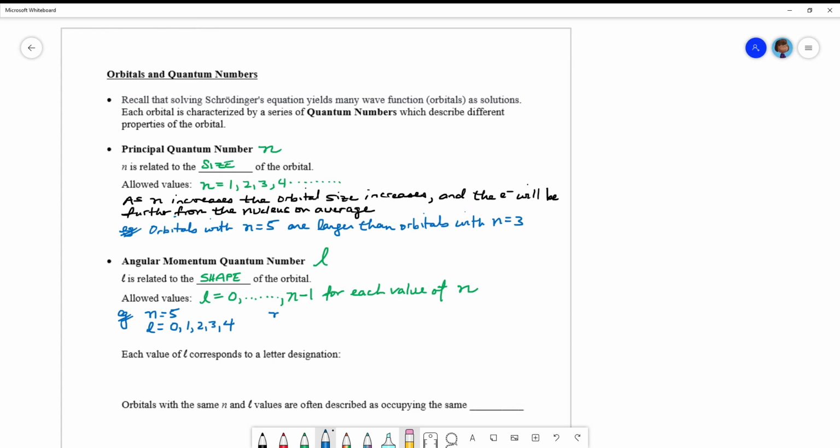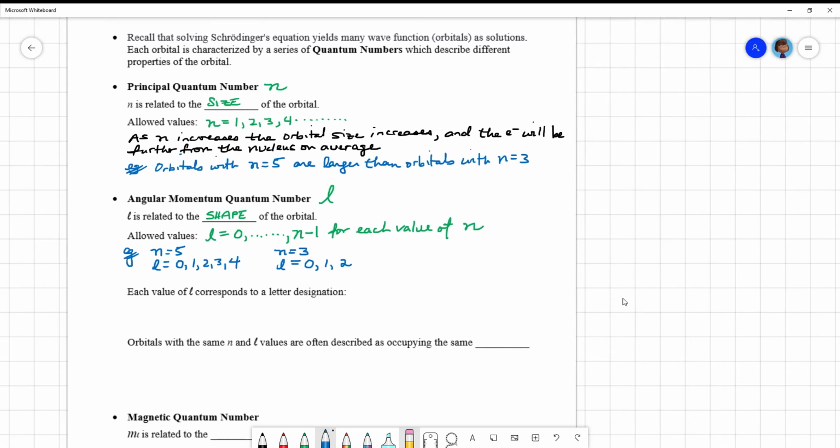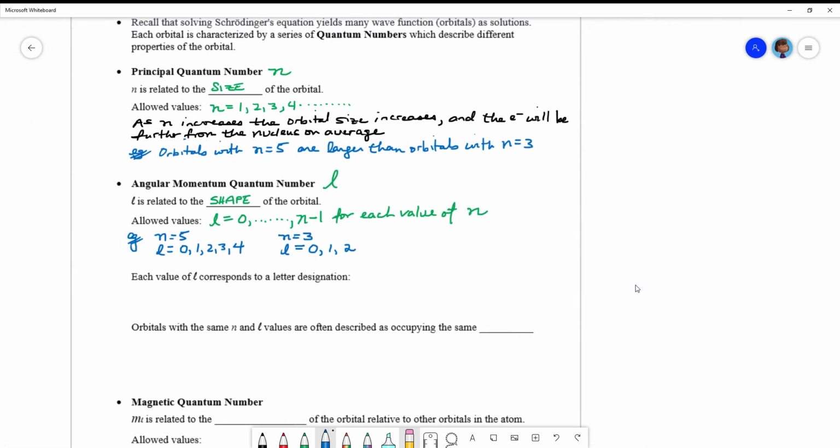Or if instead n was equal to 3, the allowed values of L would be, starting at 0, 1, and we would go up to 2 in this case because 2 is 3 minus 1, n minus 1. Now, it turns out that each value of L corresponds to a letter designation. And you might remember these letter designations from your time in Chem 10.